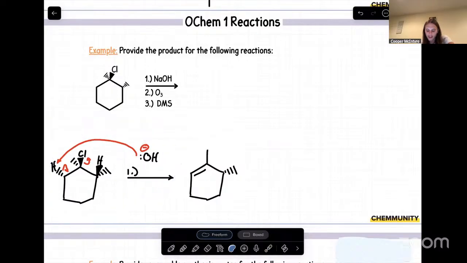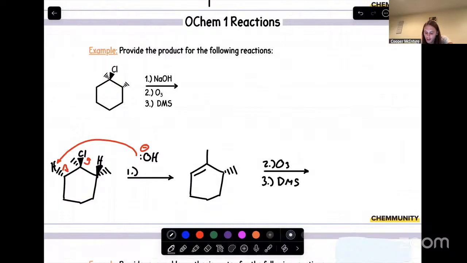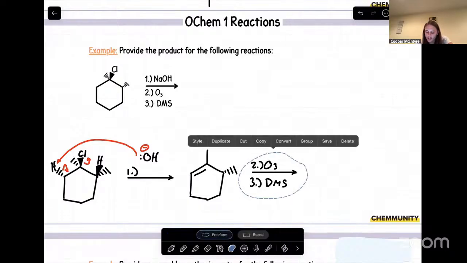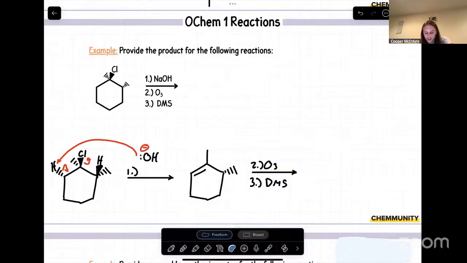Perfect. And then in steps 2 and 3, we'll write down, we have O3, and then step 3, we have DMS. So these reagents are your ozonolysis reagents. So ozonolysis, if we remember, that's when you're going to cut your alkene in half, and you can now form new carbonyls. More specifically, we can form aldehydes and ketones in this case.